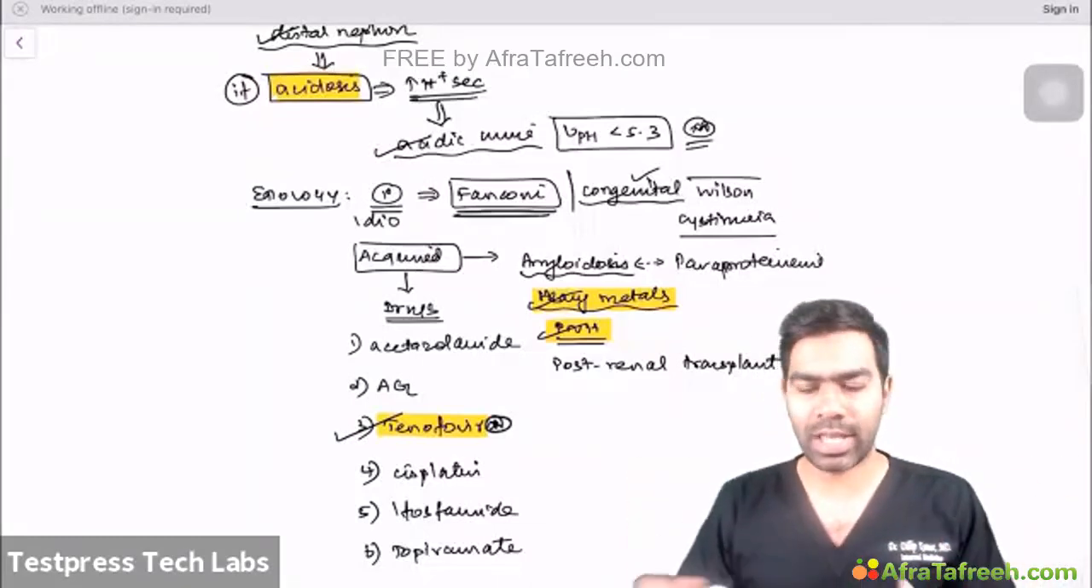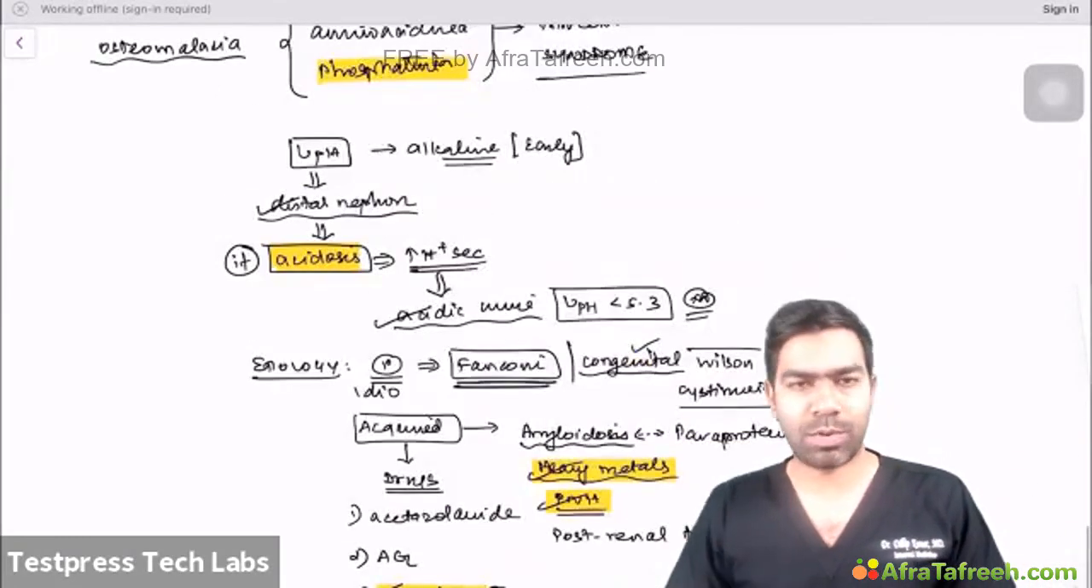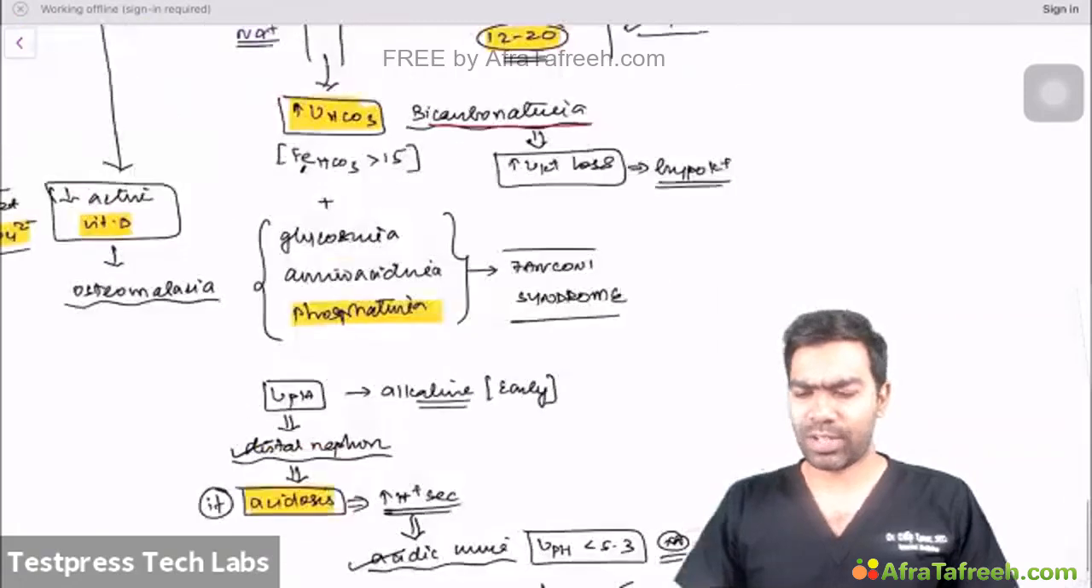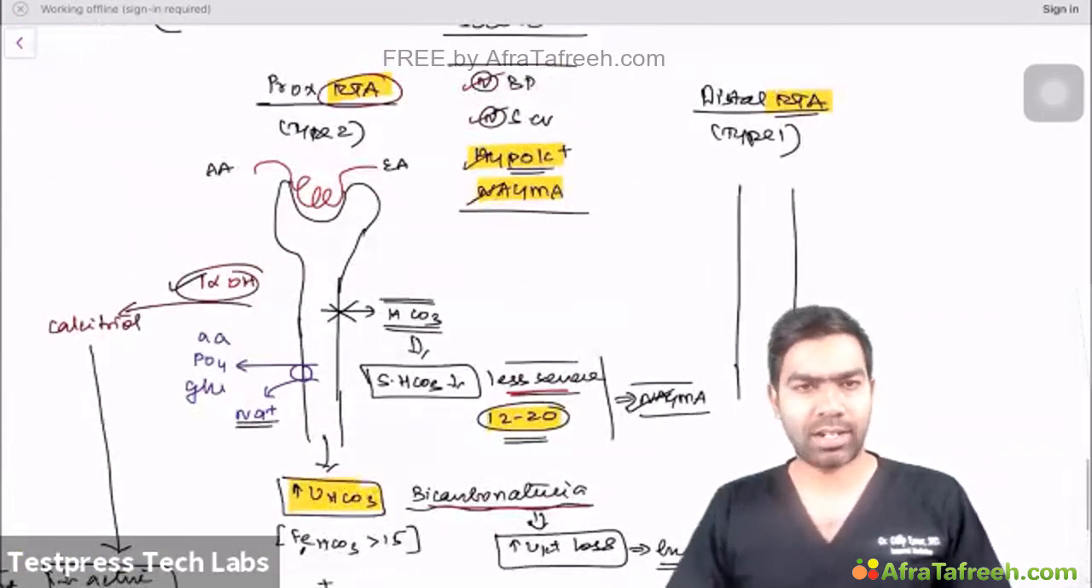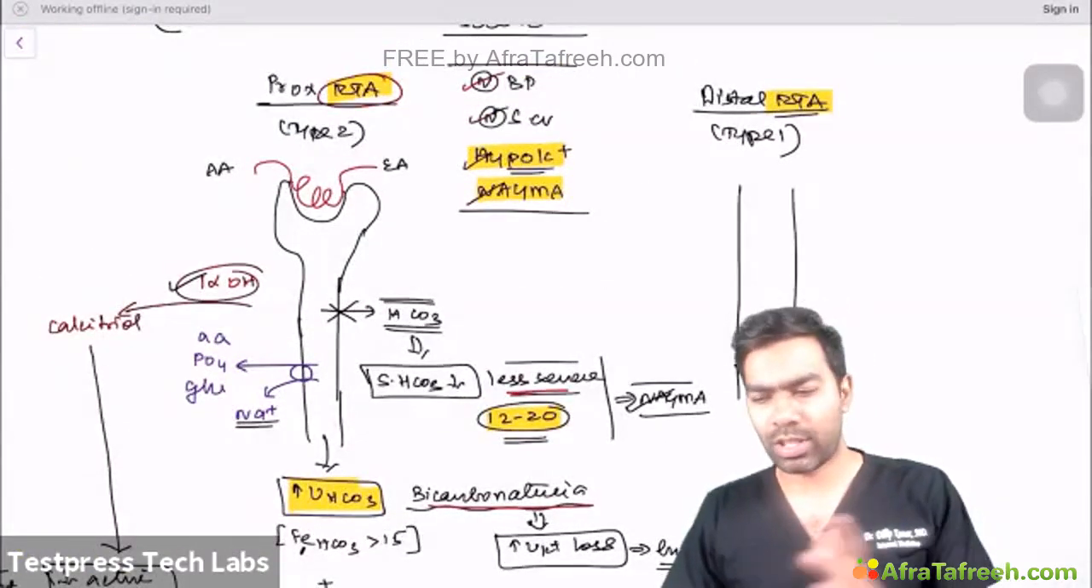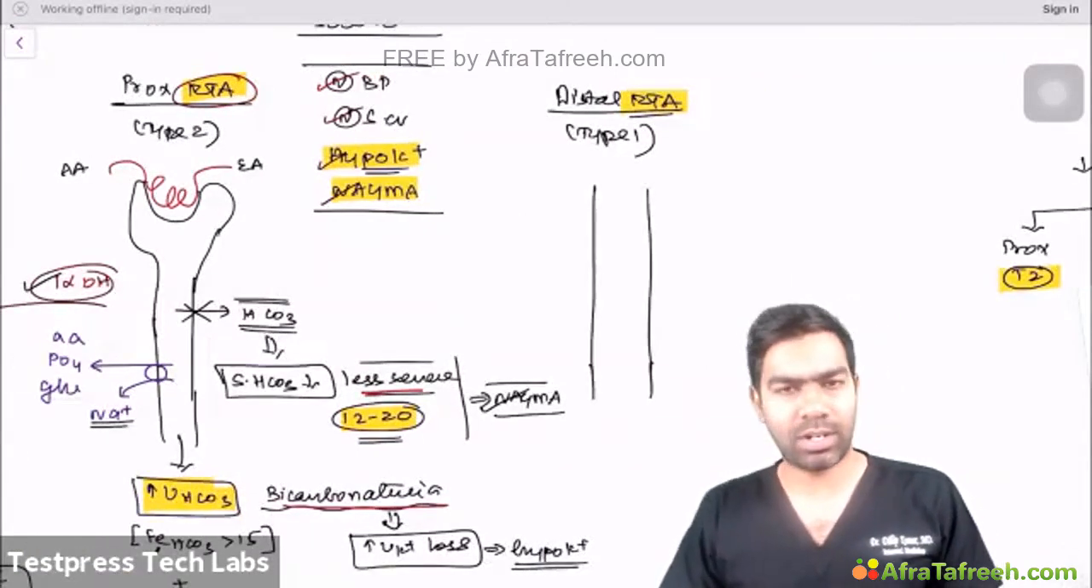One of the causes will be there if at all they want to ask a question from a proximal RTA. That's it. So that's all. We completed the proximal RTA understanding in a very detailed way. Now moving on to the distal renal tubular acidosis, that's type 1 distal RTA.